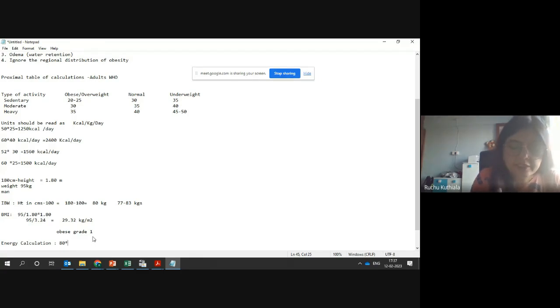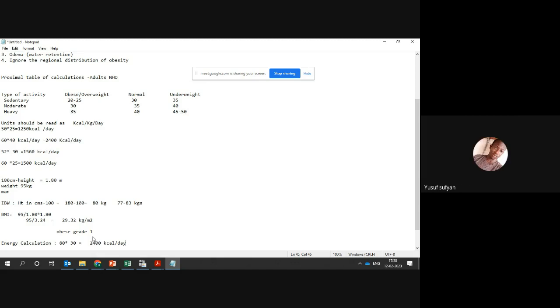I have given one case. So I picked up 30 under this one. So it is 80 multiplied by 30, which is equal to 2400 kilocalorie per day. This is the energy requirement of my client, 2400 kilocalorie per day. Is it clear now? Yes. Well understood, ma'am.